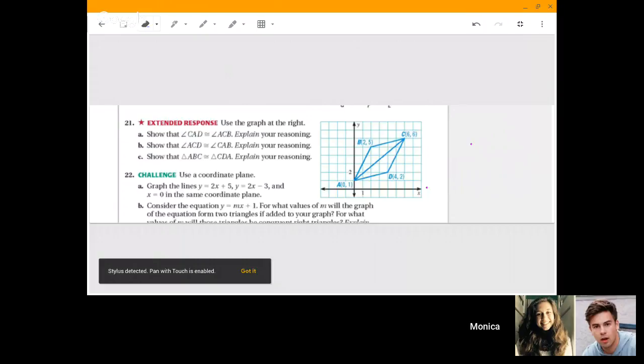So let's see which angles those are. ACD is going to be this angle here, right? And then CAB is going to be this angle here. So what we would have there would be needing to prove that these two lines are parallel, okay? So again, you're going to calculate the slope between these points and then your slope between these points. And if the slopes are the same, then the lines would be parallel, and that would show that those angles are congruent.